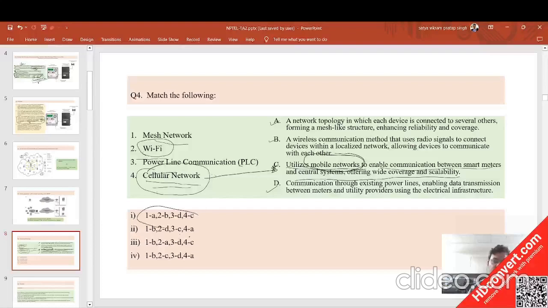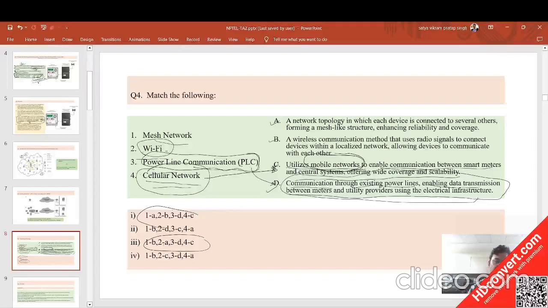It means that the first or third option may be correct. Coming to PLC communication, as I told initially, it does not require any separate communication network. It transmits over the same power line. If you see option D, communication through the existing power lines, enabling data transmission between the meters and utility providers using electrical infrastructure. So it utilizes the same electrical infrastructure for communication. So the third option is connected to D, which is correct. Of the first and third options, both are correct.